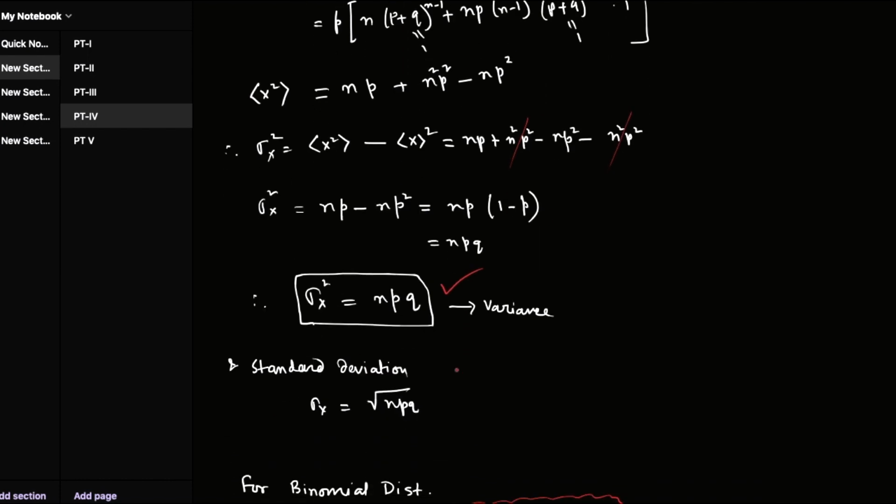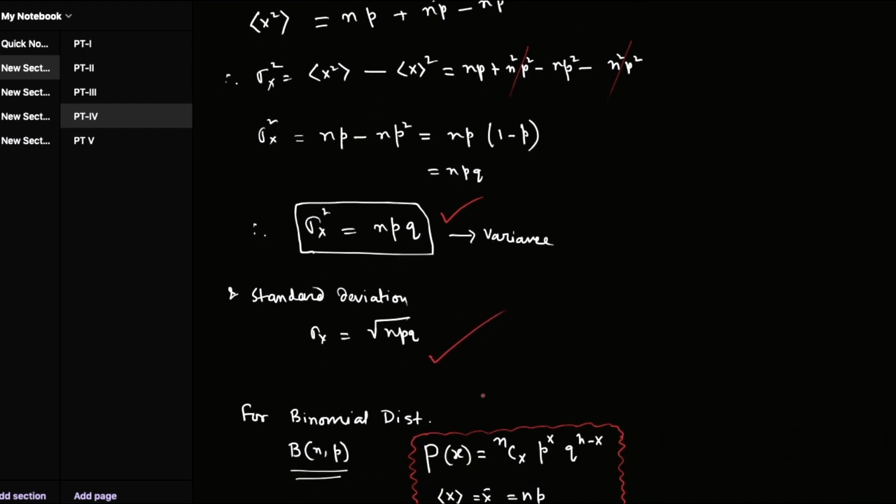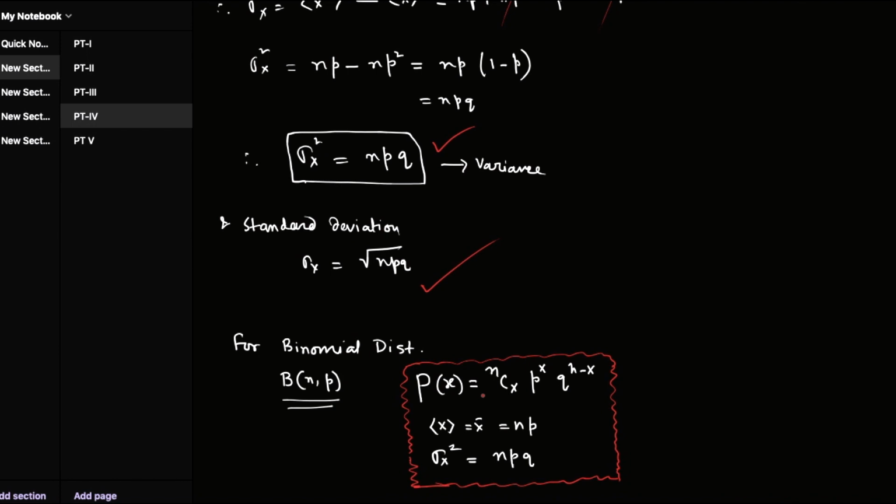This is the variance. And what is the standard deviation? The square root of the variance. For the binomial distribution, just to give a summary or bottom line: P(x) is NCX p to the power x q to the power n minus x, x average is np, and sigma square is npq.